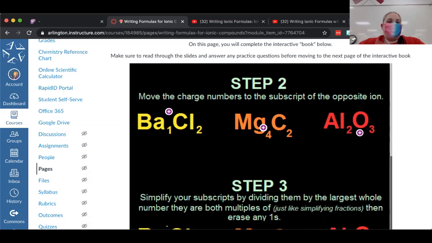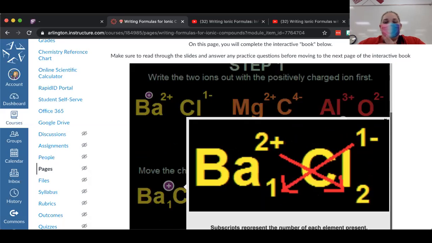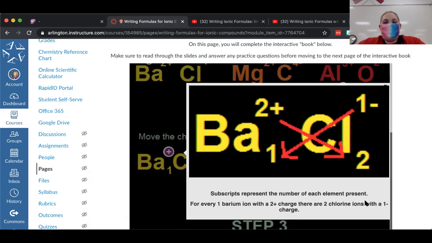Here in your Canvas lesson, we're using what's called the crisscross method. What I do is I take the numbers from my charges, not the sign. So I don't move the plus and minus. I only take the numbers and I crisscross them down, and those become the subscripts for the element. This is just one method. When we look at the video examples in just a second, you're going to see that there's more than one way to do this. So whichever way makes the most sense to you, use that one.